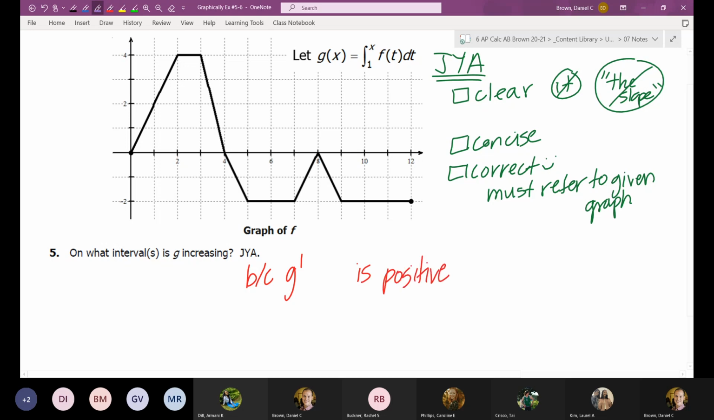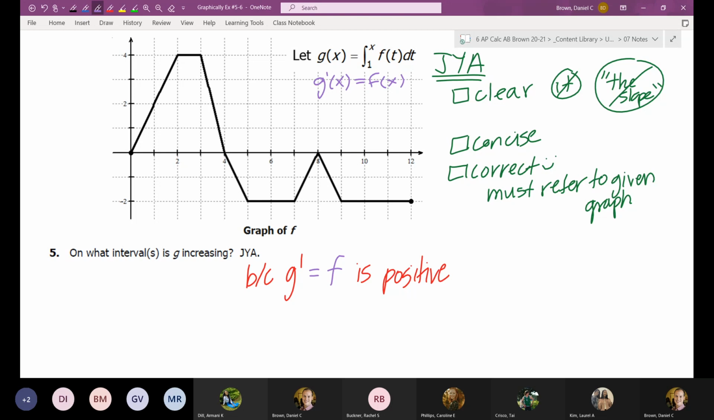But I can't just say because g prime is positive, because I don't have the graph of g prime in front of me. But we do know what g prime is equivalent to. What is, again, g prime equivalent to? F of x. So how can we just make that part of our answer? Just sneak in a little, g prime is equal to f. So we know it will be increasing because g prime, which is equal to f, is positive.